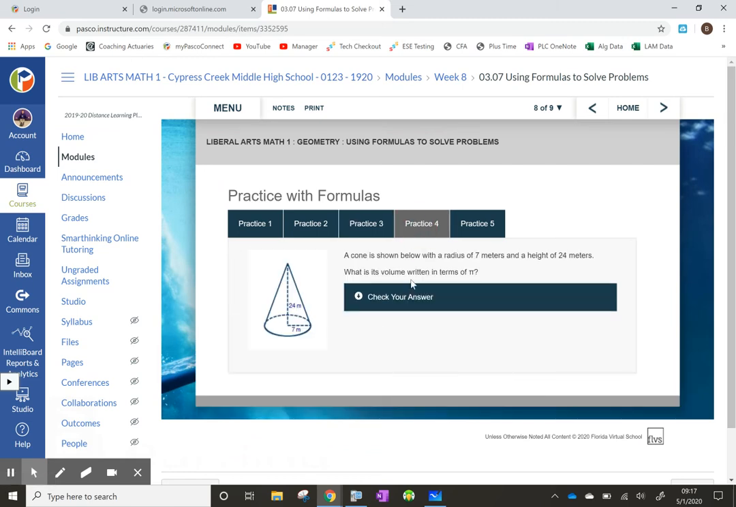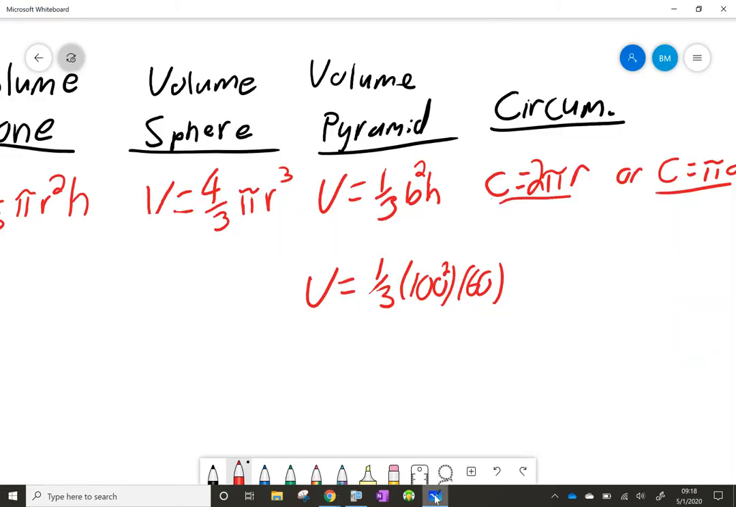We got 2 more, and that'll be it. So a cone is shown below with a radius of 7 meters and a height of 24 meters. What is the volume written in terms of pi? So it's kind of interesting how they said in terms of pi. I'll show you that. It's actually easier to write it in terms of pi, but maybe more confusing, but easier, if that makes sense. So the radius is 7 and the height is 24. We're looking at a cone.